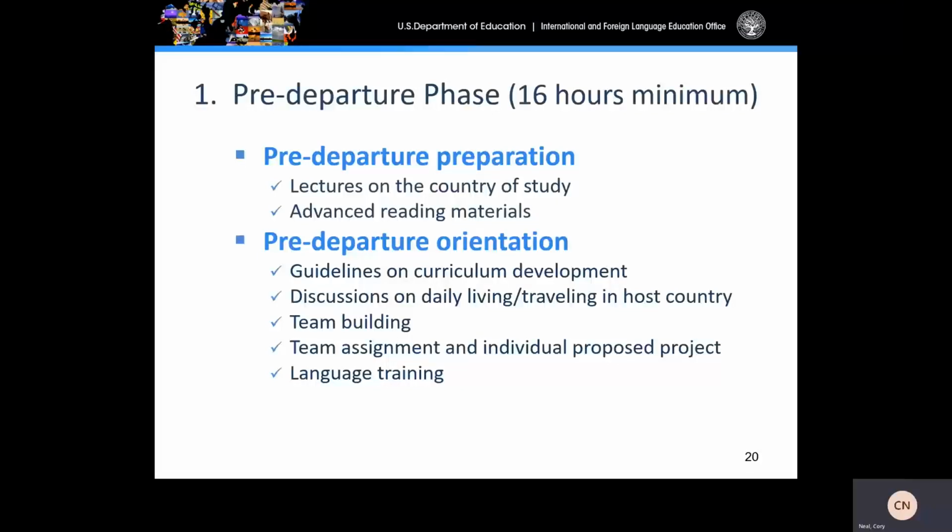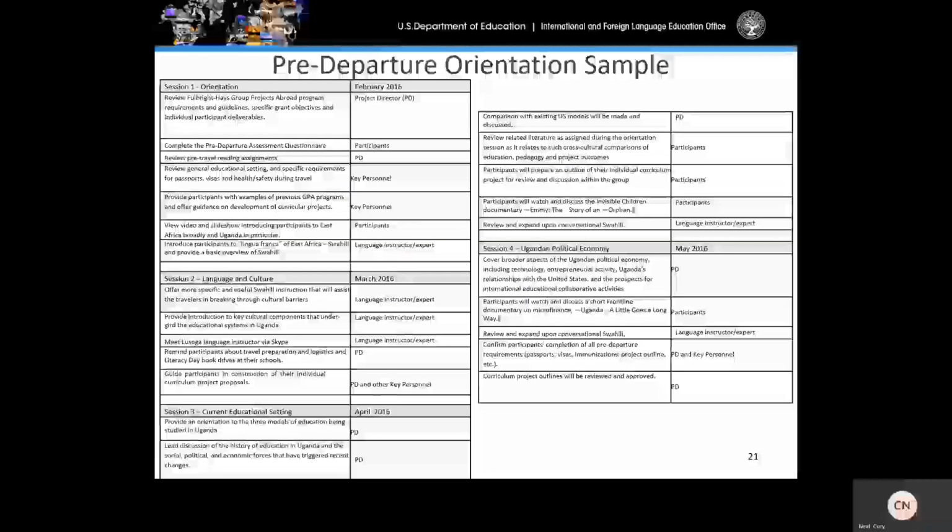This slide contains an example of a pre-departure orientation schedule. Please make sure your pre-departure orientation schedule is detailed, as demonstrated by this example. You should include a copy of your pre-departure orientation in the appendices of your application package.